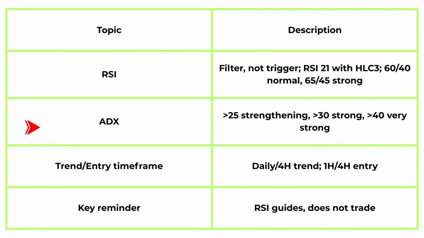To measure trend strength, check ADX. Values above 25 indicate a strengthening trend, above 30 a strong trend, and above 40 a very strong trend. Use daily or 4-hour charts to confirm the overall trend direction. If RSI is in the overbought zone, focus on sell opportunities. If it's in the oversold zone, focus on buy opportunities. Then use 1-hour or 4-hour charts to find precise entry points, combining price action with other indicators and strategies. Remember, RSI guides you. It does not make the trade for you.